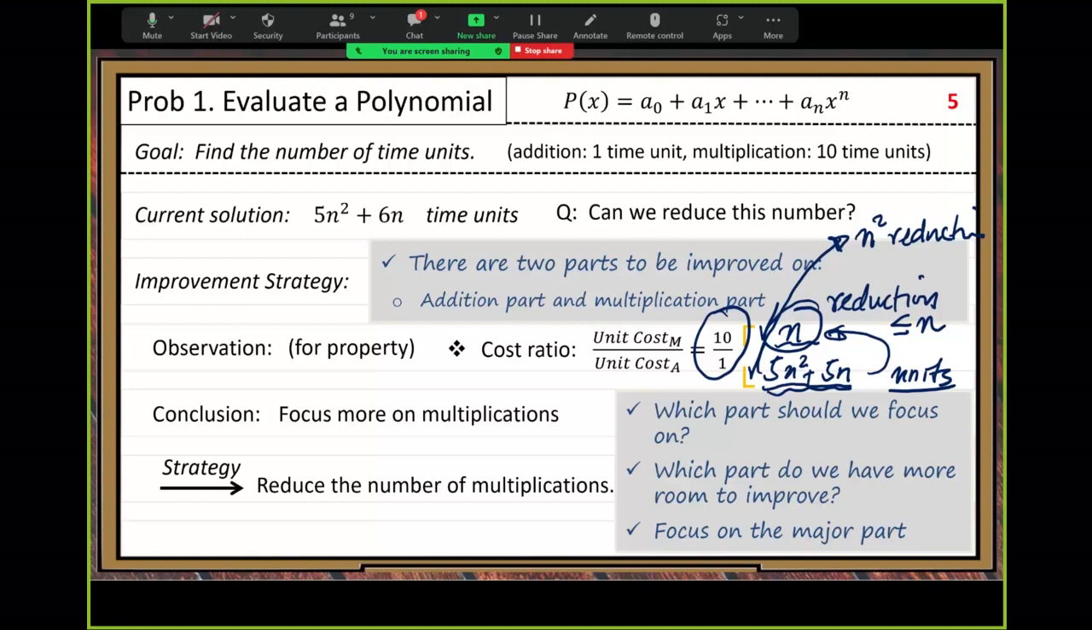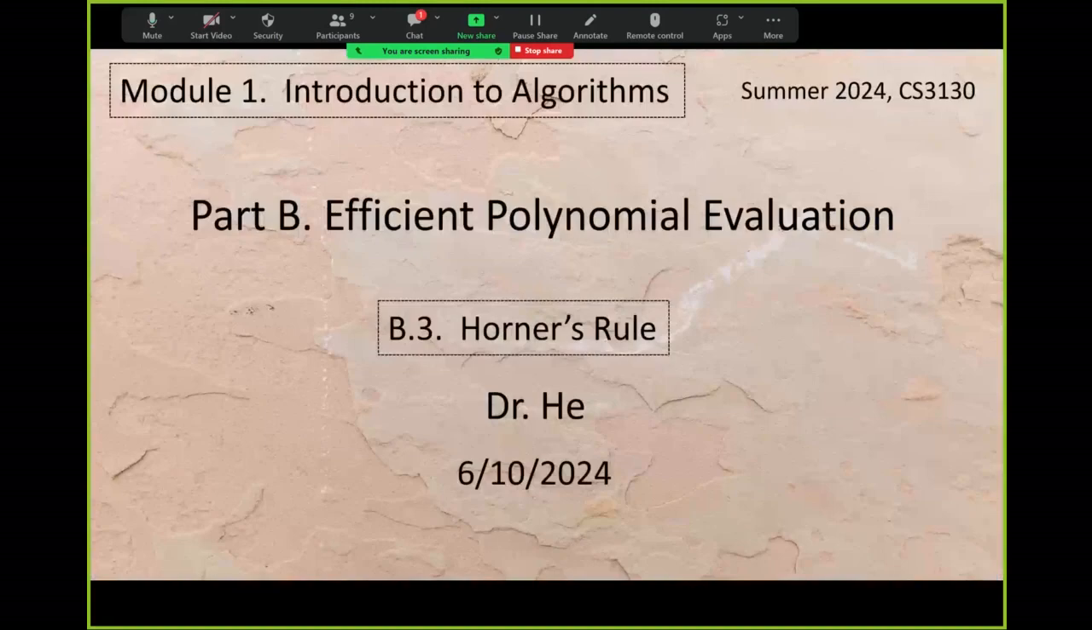We set the strategy for our next round of processing work: reduce the number of multiplications. All right, so new question: how to reduce the multiplications? How to do the reduction on the multiplications.